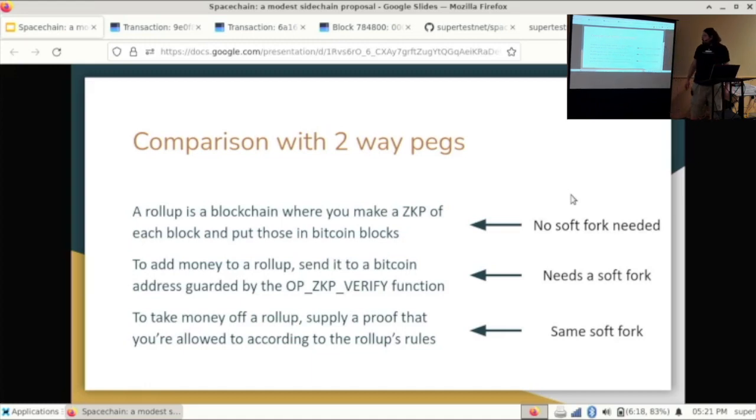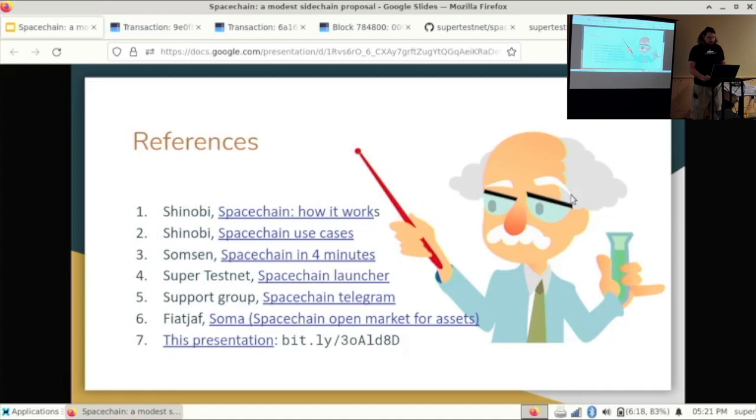So the benefit of Spacechain in comparison, no soft fork needed. We don't have this part in there. But downside, they have a theoretical way to add money to a sidechain and get it off again, and we don't. So those are some comparisons with three popular models of doing sidechains.